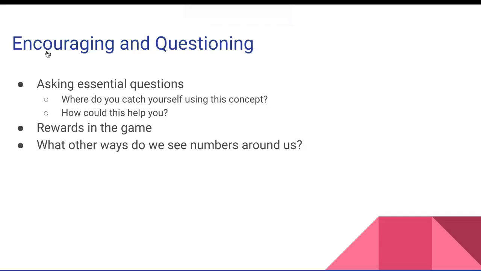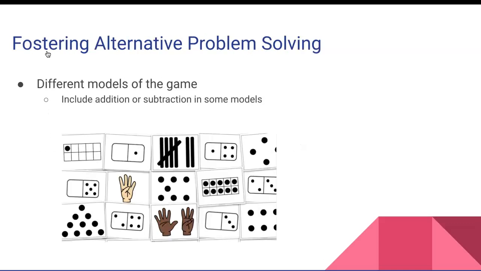And then ask them, what other ways do we see numbers around us? Bring up the different ways they see numbers. Oh, like, okay, you have a dice. We use dice quite often. We have dominoes. We have, how many numbers are on our phone? That's subitizing in its sense as well. Or just really ask them to think about where they see the different numbers throughout their lives.